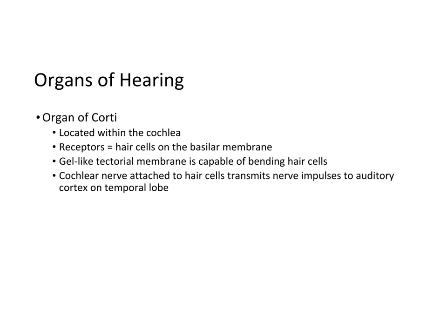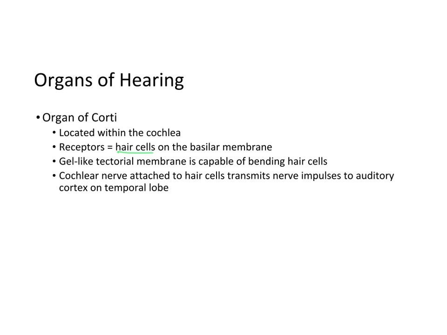Now we can move on to hearing. One of the organs that is associated with this is called the organ of Corti. It's located within the cochlea, and it has receptors. Those receptors are called hair cells, and they are planted on a basilar membrane. There's a gel-like tectorial membrane that is capable of bending the hair cells, and then there's the cochlear nerve attached to the hair cells, and that transmits nerve impulses to the auditory cortex, which is in your temporal lobe.